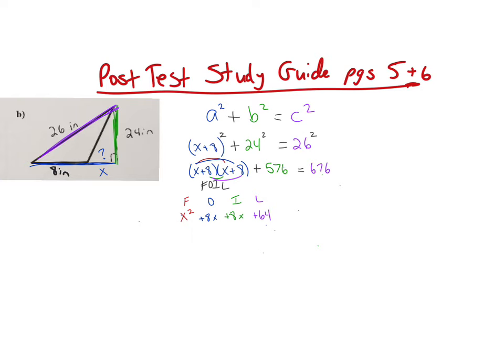Now I'm going to combine my like terms. So this whole piece right here turns into x squared plus 16x plus 64. Now I have the 576 equals 676. Now I have x squared plus 16x. I put 64 and 576 together to get 640. So 576 plus 64 is going to give me 640.